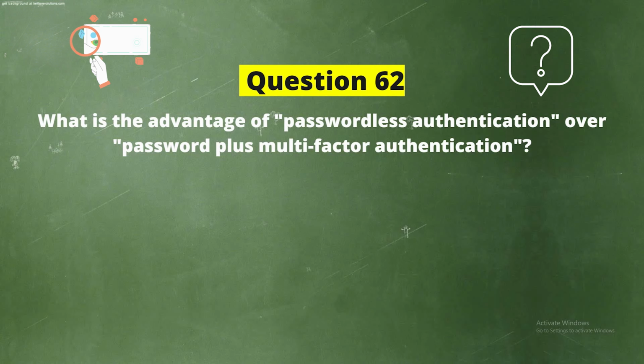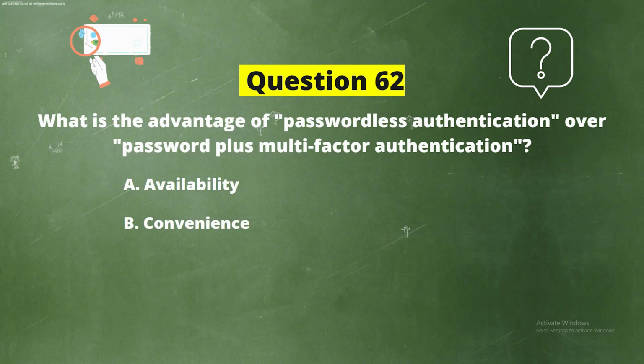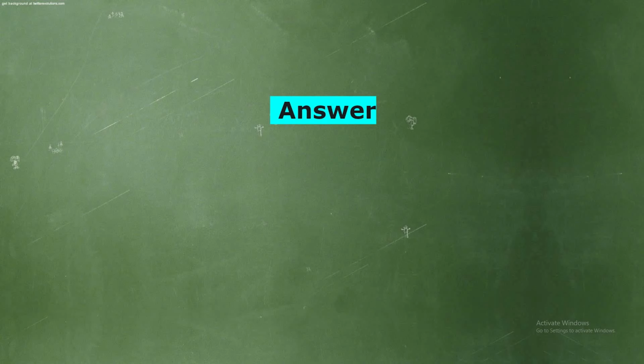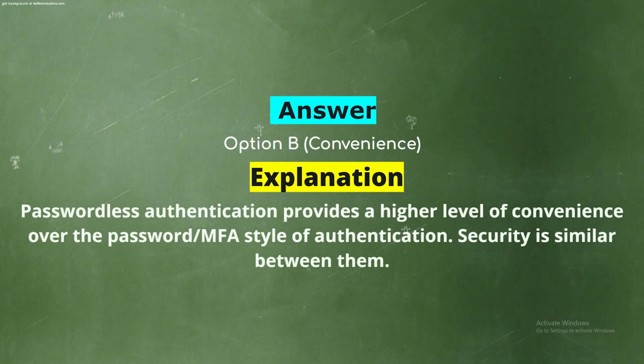Question 62. What is the advantage of passwordless authentication over password plus multi-factor authentication? Now the options are Option A, availability. Option B, convenience. Option C, security. Option D, performance. And the correct answer is Option B, convenience. Explanation: passwordless authentication provides a higher level of convenience over the password or MFA style of authentication. Security is similar between them.